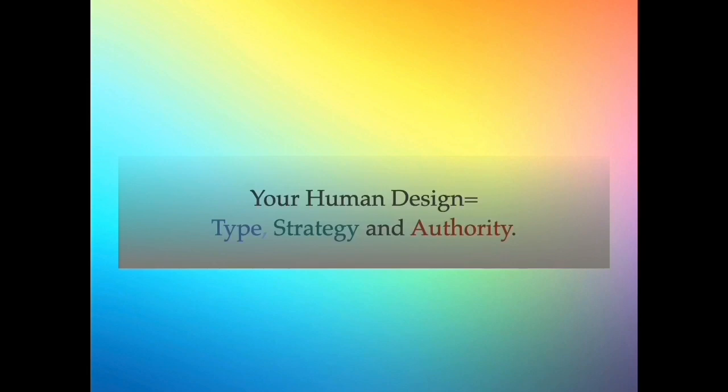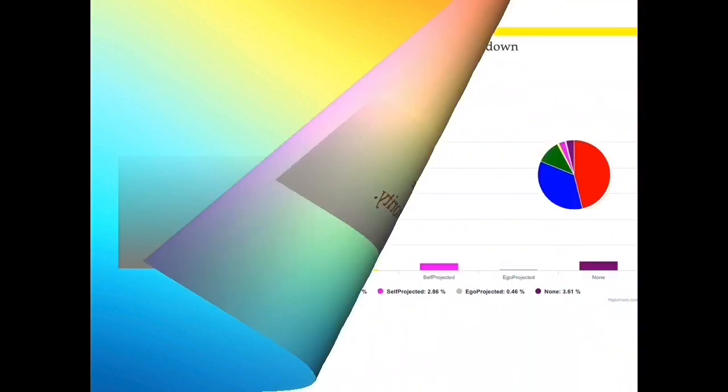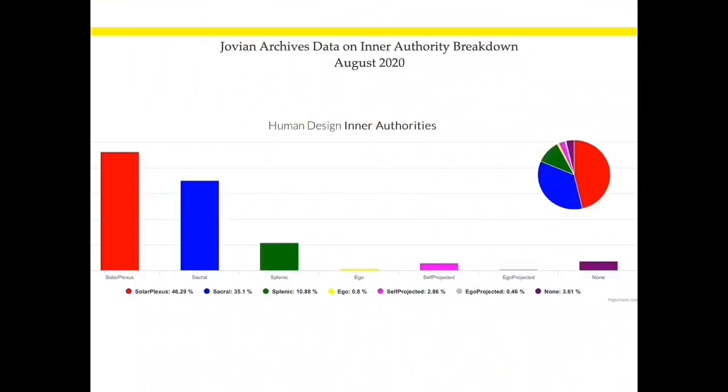So let's get started. If we look at the data from Jovian Archives based on August 2020, you can see that 46%, or almost 50%, of people have a defined solar plexus, or a defined emotional center, which means they have emotional authority. All the rest of the people have a different type of authority, or they don't have the emotional wave to talk about. So it means that 50% have emotional authority and 50% don't.